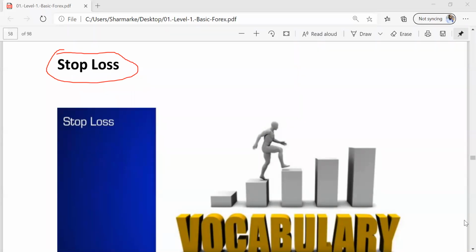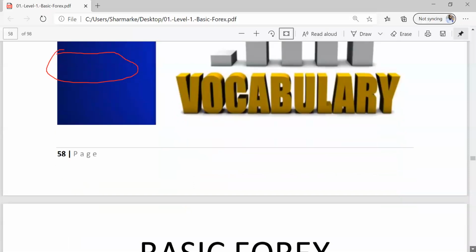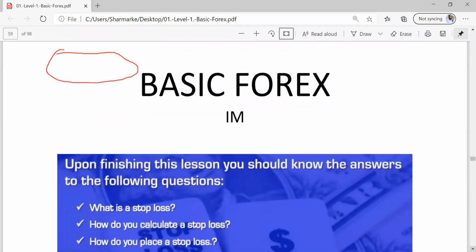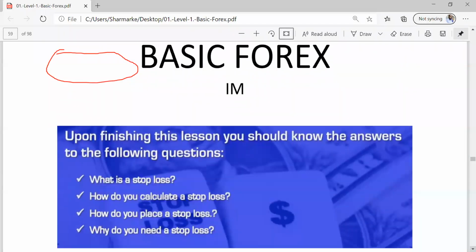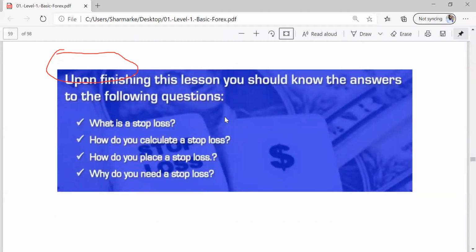Yeah, stop loss. Stop loss is very important when it comes to forex trading and when it comes to basic forex. Once we finish this lesson, you should know the answers to the following questions. What is stop loss? How do you calculate stop loss? How do you place stop loss? And why do you need a stop loss? Those are the key issues I want to talk about tonight.